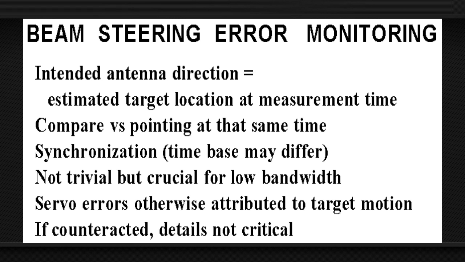Tracking readily equates intended antenna direction, the estimated target location at measurement time. That has to be compared against the pointing servo information at that same time. Notice the implicit requirement for synchronization. While gimbals and radar algorithms may not be mechanized according to a unified time base, the synchronization task in that case is not trivial, but it is crucial when servo bandwidth is constrained. Without correct compensation, servo errors will be falsely attributed to target motion. So, you gotta counteract it.